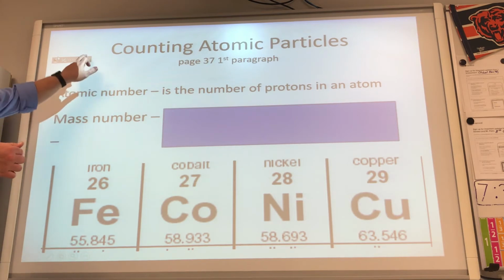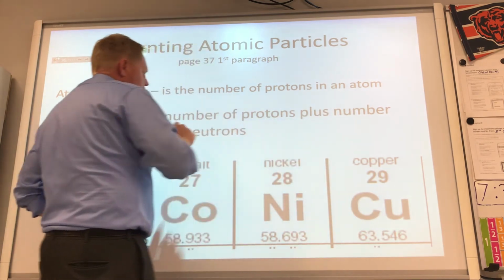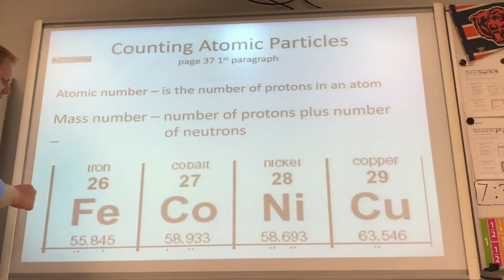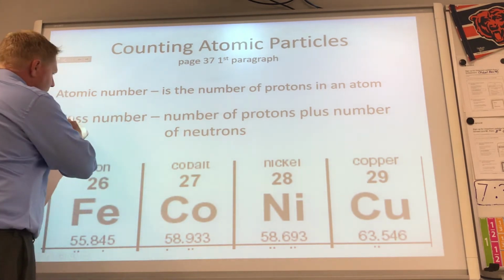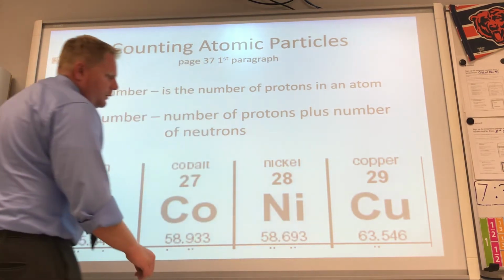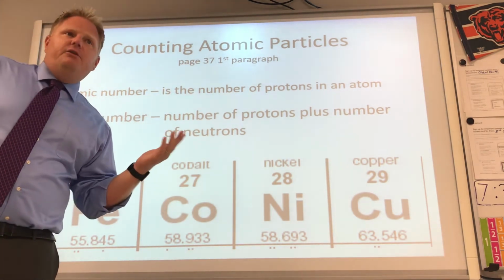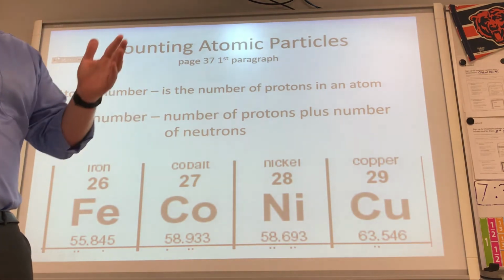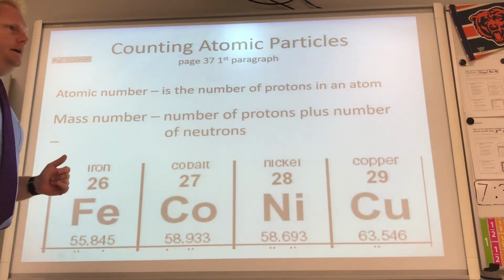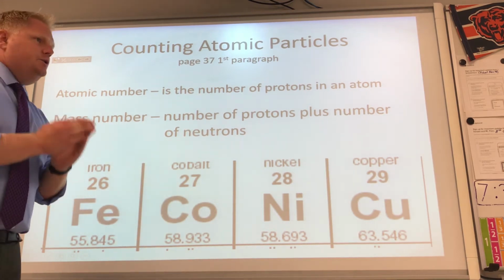Then the mass number is the number of protons plus the number of neutrons. And remember, if we rounded this number to a whole number, it'd be like 56 for the mass number. This would be 59 for the mass number. 59 and 64. The mass number is protons plus neutrons. Both things that have weight, or both things that are in the nucleus. So, atomic number, number of protons. Mass number, number of protons plus neutrons.